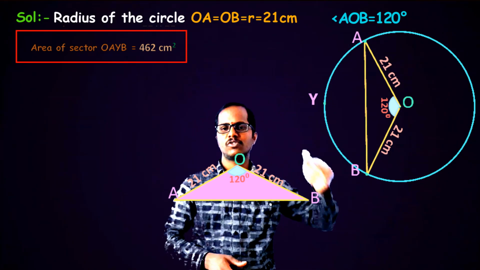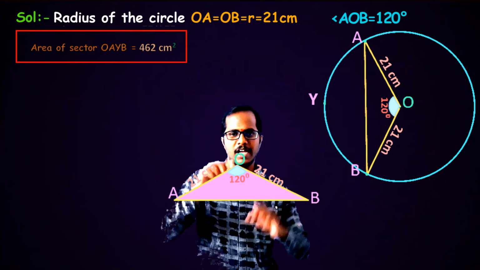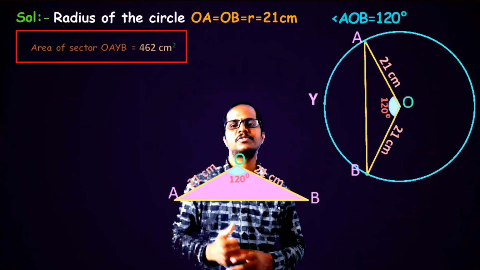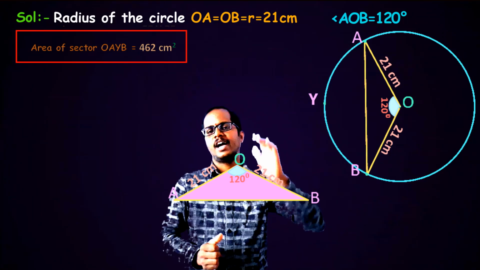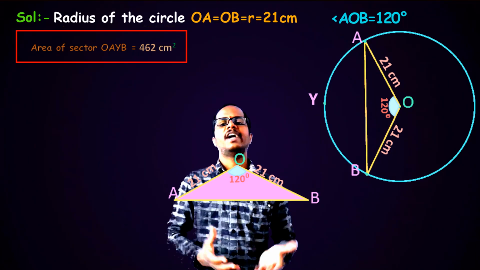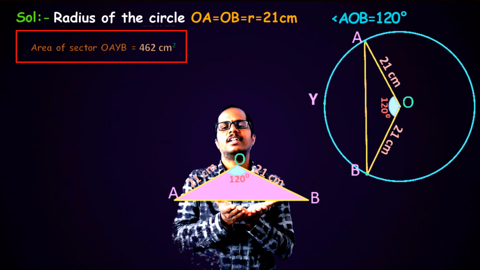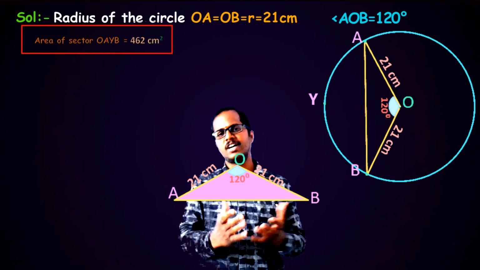So here we have OA and OB whose lengths are 21 centimeters, and we have angle AOB equal to 120 degrees. So using this angle 120 degrees and one of the sides, either OA or OB, we can find the length of AB and its corresponding height also. So let us see how to do this.